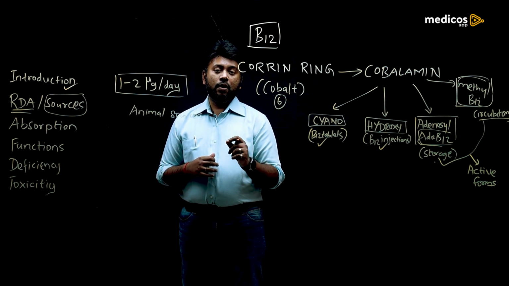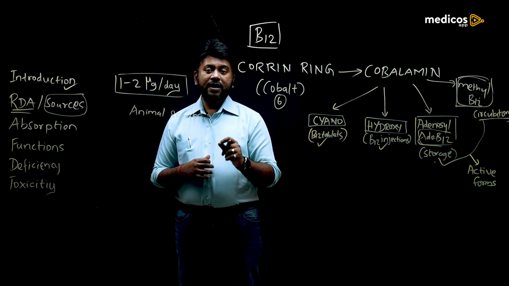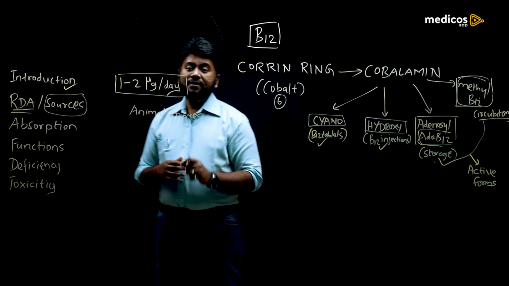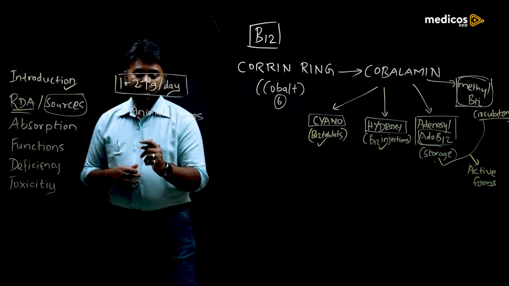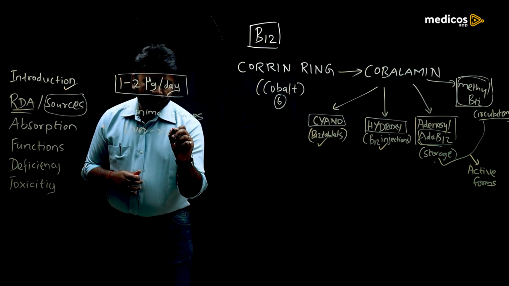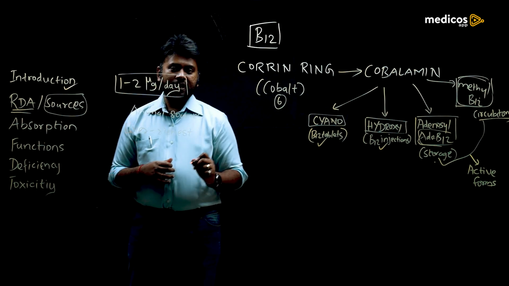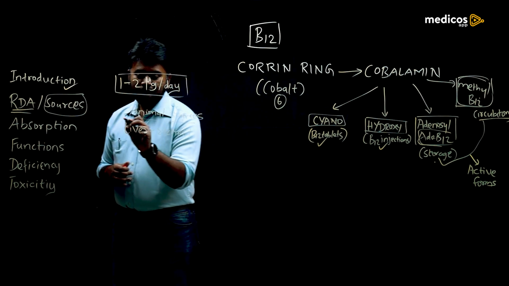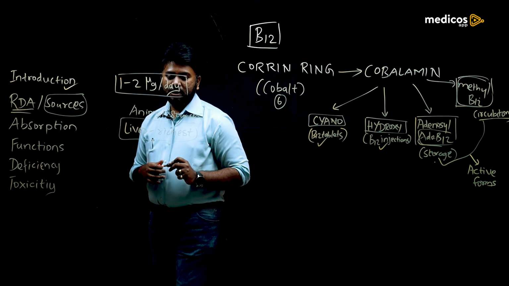But vitamin B12, like a fat soluble vitamin, can be stored within the liver. So animal liver acts as the richest source of vitamin B12. Okay, so that is the thing. Animal liver is the richest source of vitamin B12.